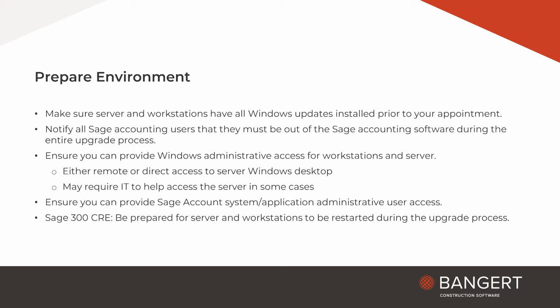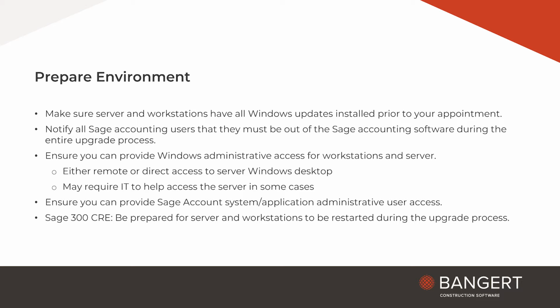You're also going to want to make sure that you can provide Windows administrative access for any workstations that will be updated, as well as the server. The server could be through remote or direct access to that Windows desktop, but that is the Windows desktop. That's not just your file share. So you're going to need basically access to the start menu. If you can get to the server start menu, that's what we need access for.